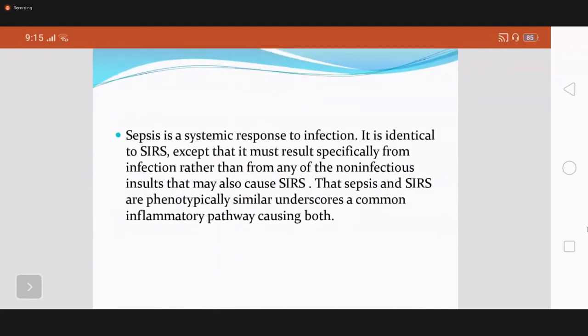So sepsis is a systemic response to infection and it is identical to SIRS, except that it must result specifically from infection rather than any non-infectious insults that may also cause SIRS. Okay, so they are very close to each other, they are phenotypically similar and underscore a common inflammatory pathway which cause both. So, in other words, sepsis is a systemic response to infection, SIRS is an identical response, but most of the time SIRS is to a non-infectious insult.